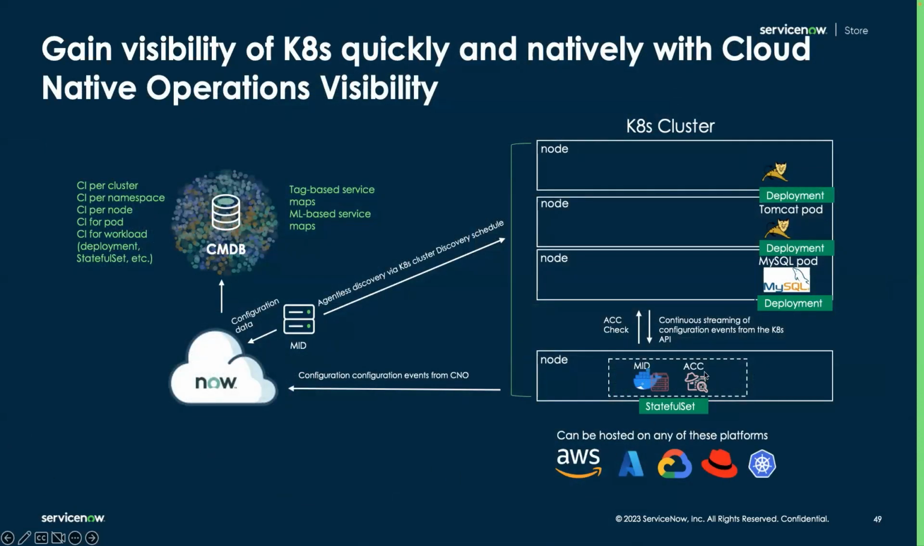Here's the mid and the ACC deployed as a stateful set. We have continuous streaming of events from configuration events as well as operational events. And then we do that through an ACC check. We send that data back to ServiceNow. At the same time, we also set up those automated serverless discovery schedules so that you could discover the clusters, get a baseline and do that maybe once a week or maybe once a day. But this is what gives you the continuous discovery here. And you can do that on any of these platforms.